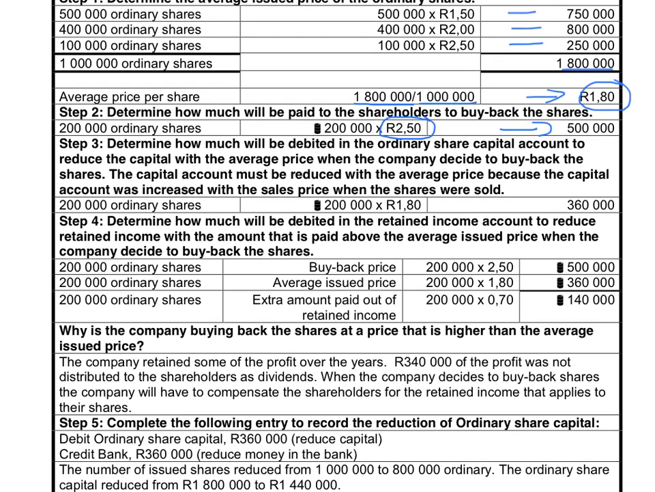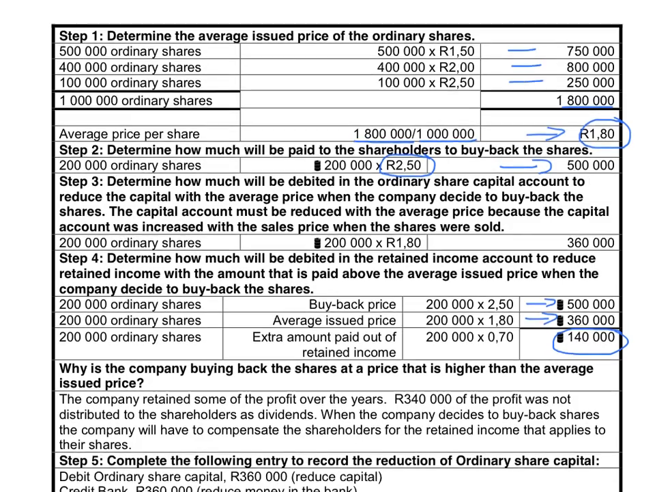So I will say that the total amount that must be paid is 200,000 times R2.50. That gives me 500,000 rand that I must pay. If I take the average price, R1.80, multiply by 200,000, it gives me 360,000. And if I deduct that, it tells me that I have to take 140,000 out of the retained income.